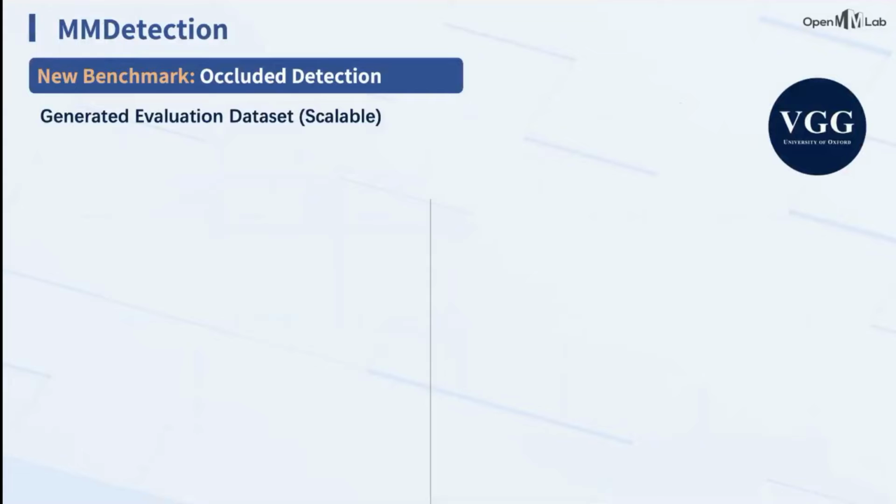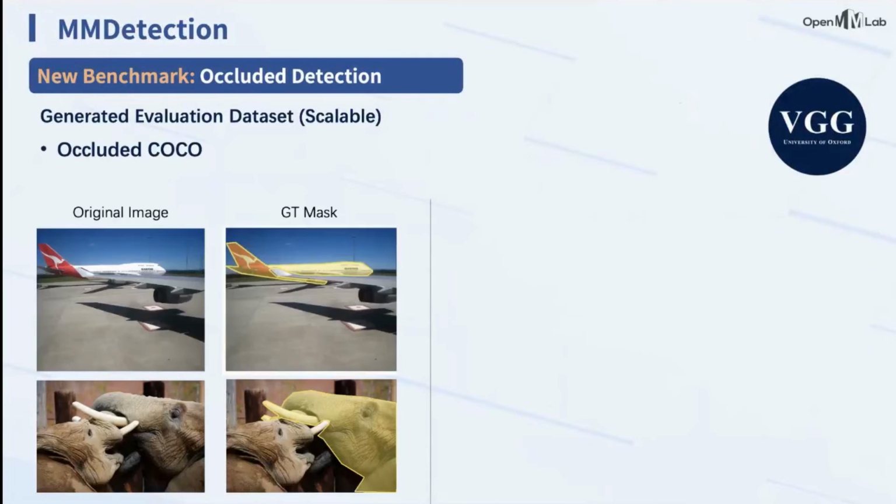There have been several years since the first R-CNN, and you may ask what the new trends or new issues to be solved in the object detection field are. So here are two examples explored in MMDetection. The first one is the occluded object detection benchmark, which was developed by the VGG team. This benchmark has already been supported in MMDetection 3.